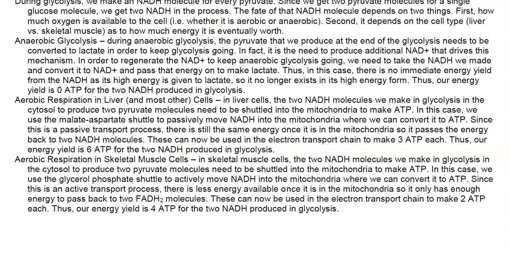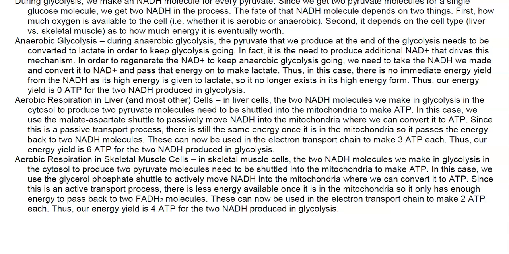So we use the glycerol phosphate shuttle to move the NADH across. This is an active transport mechanism where we can move NADH against its gradient into the mitochondria if we need to, and we don't have to wait for an energy gradient into the cell. We can actively transport that in.